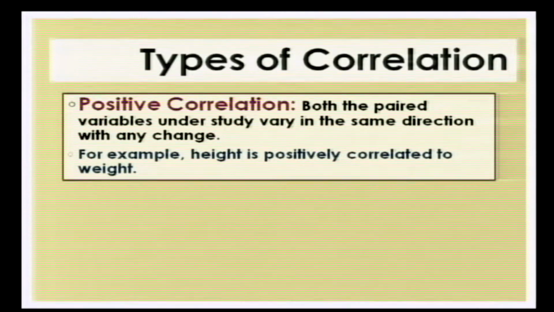Now we move towards the types of correlation. I was talking about the first category when I was classifying correlation into positive correlation and negative correlation. So what do we mean by positive correlation? If both the paired variables under study vary in the same direction with any change, then that correlation is known as positive correlation. A very famous example is height and weight of children. Generally, the weight increases with the increase in height.